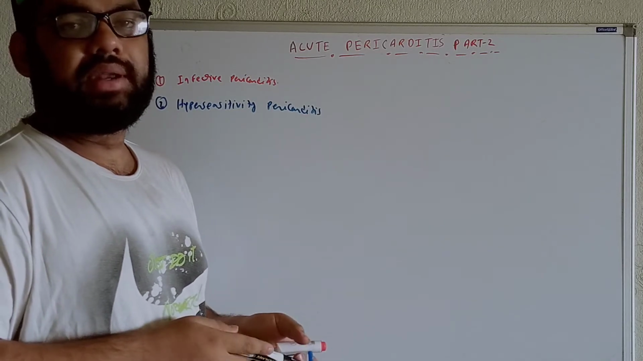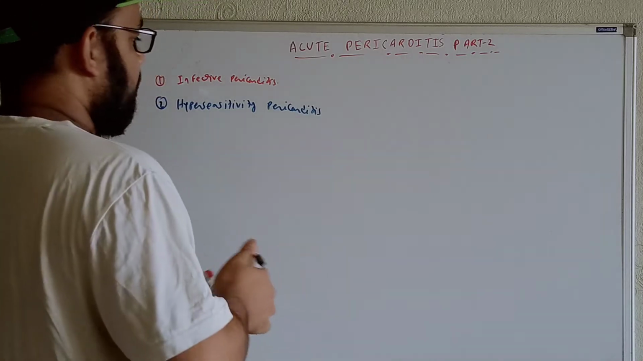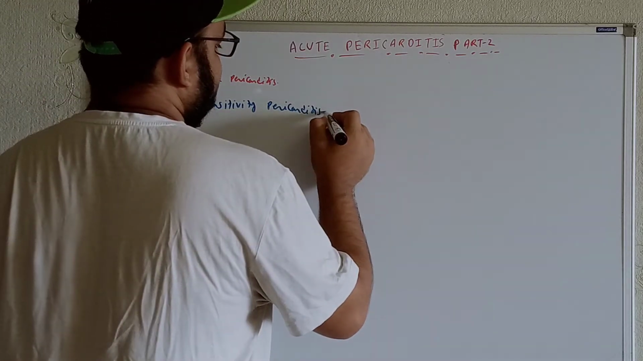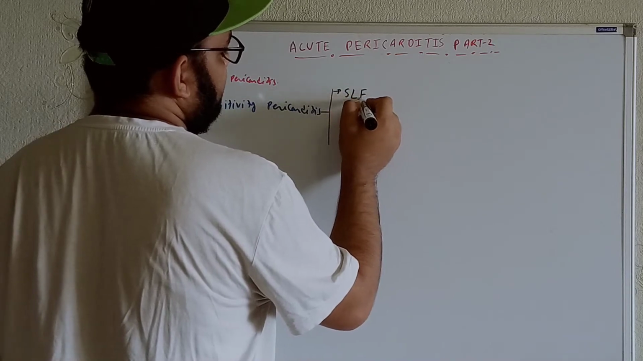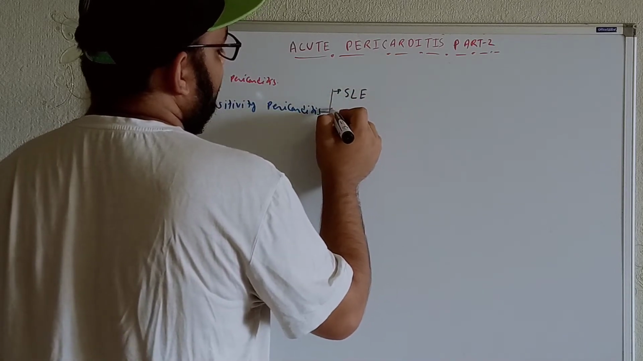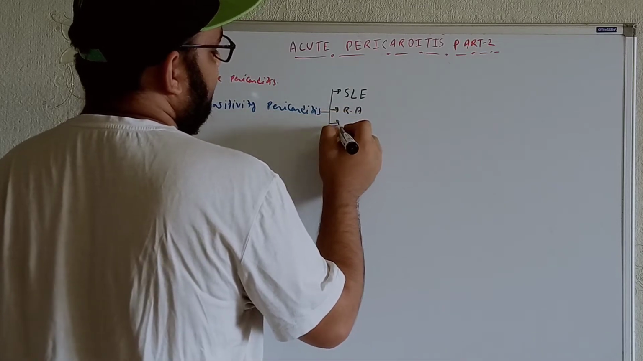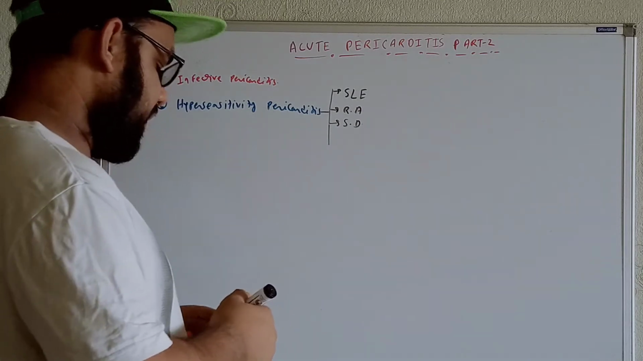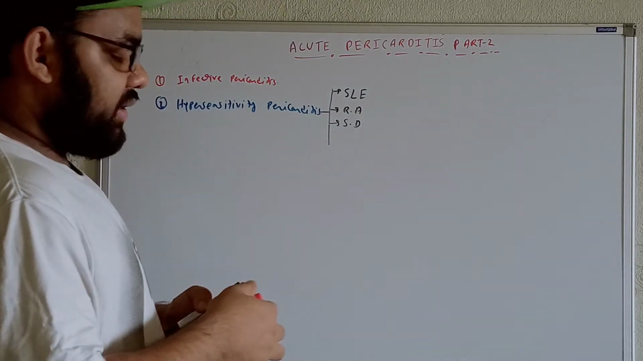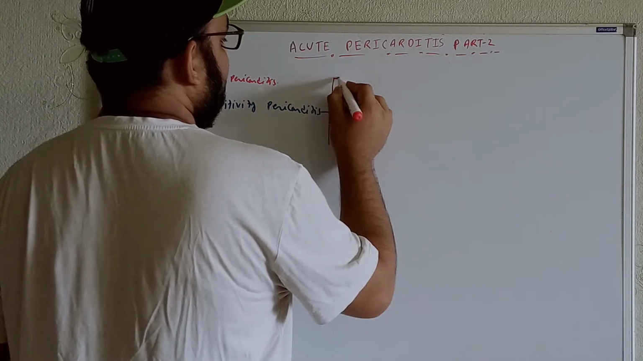When you are talking about hypersensitivity mediated pericarditis, what type of disease or etiology can you get? Just try to make a list of them. We'll get SLE, systemic lupus erythematosus. We'll also get rheumatoid arthritis and scleroderma. These three etiologies will be remembered first. And the topmost cause over here, the main one, is rheumatic fever.